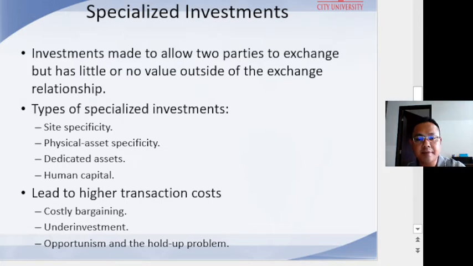So when specialized investments are required to facilitate an exchange, the resulting relationship between the parties is known as a relationship specific exchange. The distinguishing feature of relationship specific exchange is that the two parties are tied together because of the specific investment meant to facilitate exchange between them. So as we will see, this feature often creates transaction costs due to the sunk nature of the specific investment.